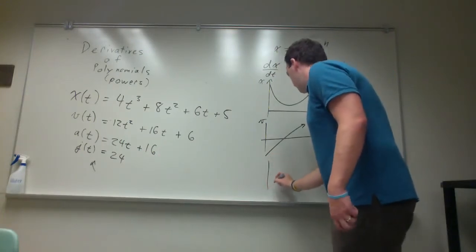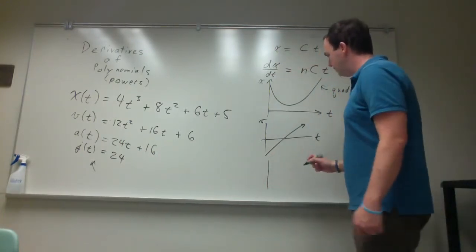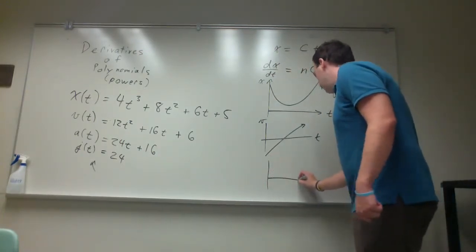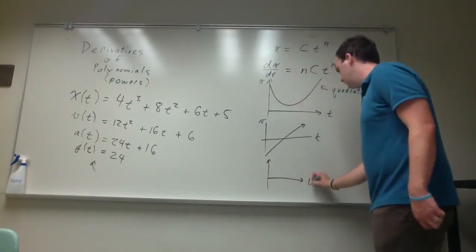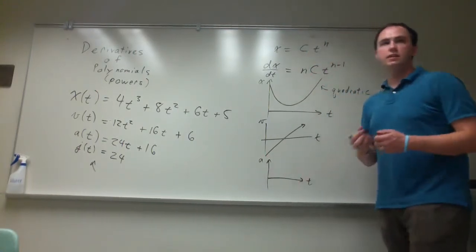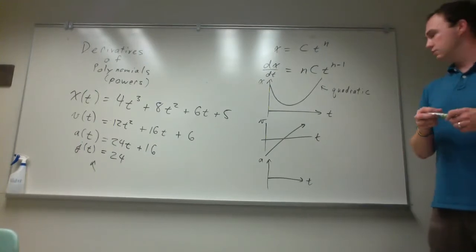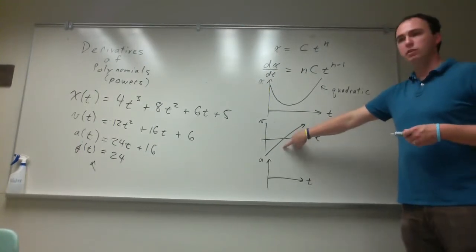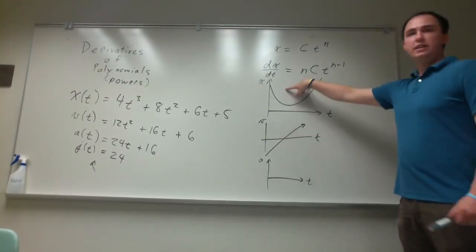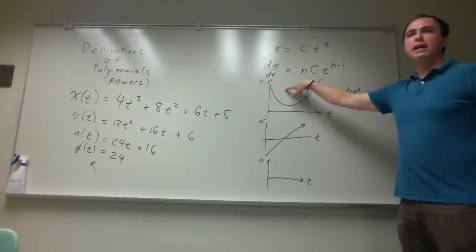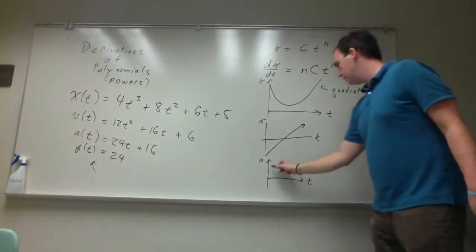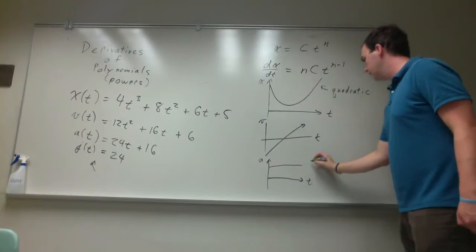So the acceleration as a function of time, should it be a positive constant or a negative constant? Positive constant, right? Because the slope of the velocity curve is positive. The x plot is concave up. So a is constant.